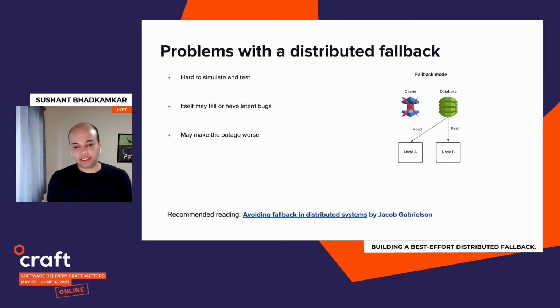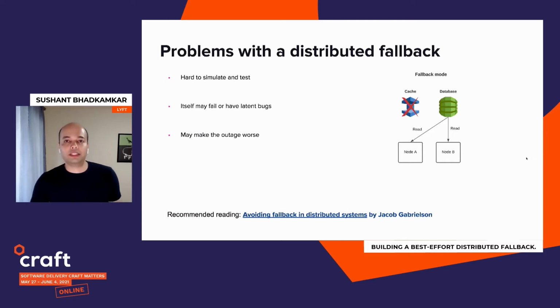So I've linked to one of the articles in the Amazon's Builders Library that talks about this in detail. It gives you a concrete example that they had in production, an outage that they saw, and it tells you what you can do instead of building a fallback in your system.